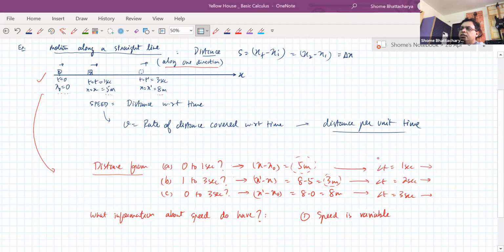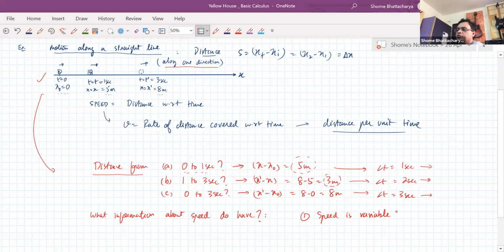Because in this 1 second interval, it traveled how much? 5 meters. So the average speed for this interval, that is 0 to 1 second, is precisely how much? It is 5 meters per second. But then if I observe from 1 to 3 seconds, what is the average speed? It is reduced to 3 by 2, in fact. It's reduced to 1.5 meters per second. So the fact that the average speed itself is changing is telling me that the speed is variable.